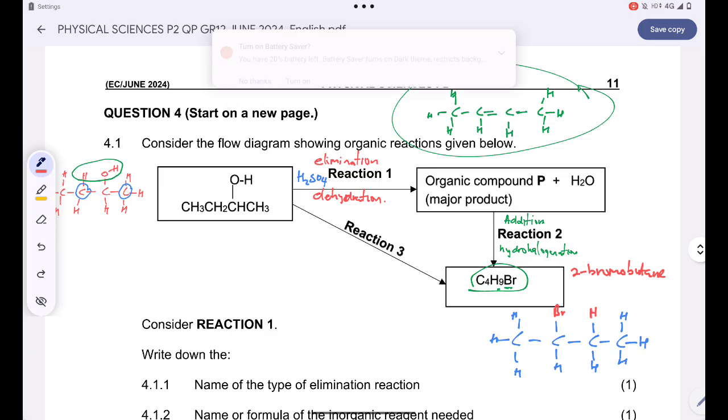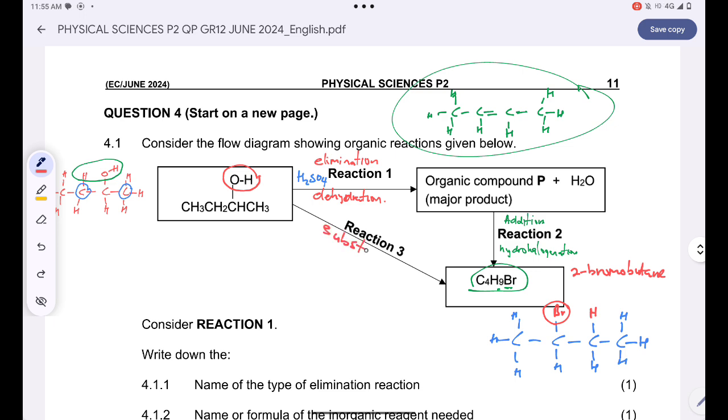Okay, and then for reaction 3, guys, we are substituting. We are moving from an alcohol into a haloalkane. For us to be able to substitute over there, this alcohol is taken and will be substituted. You can see that the OH is on carbon number 2, as well as our bromine is on carbon number 2. So we'll just substitute these two, and the type of reaction is substitution.